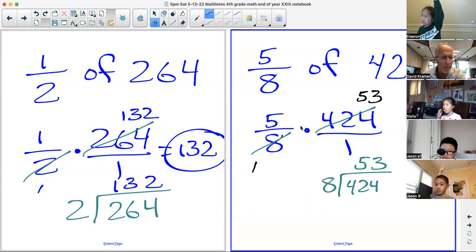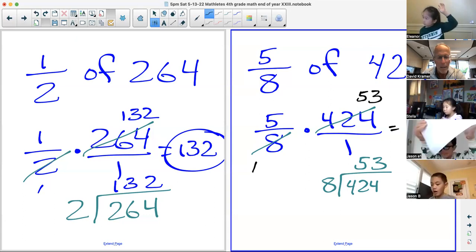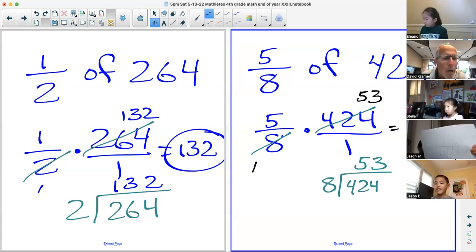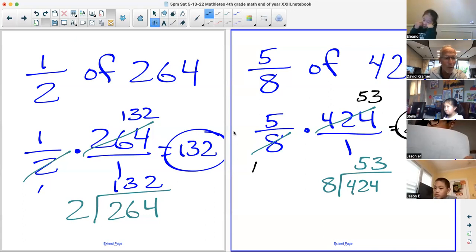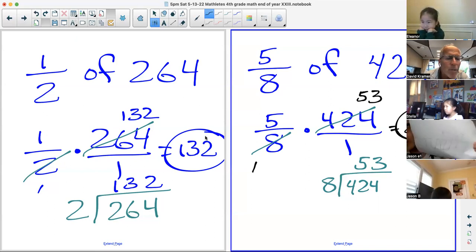Oh, Jason E, you're not working. You're holding that toy, and if you hold that toy, it's not going to work. Go ahead, Jason B. 265. 265 is correct. That is 5/8 of 424. That's correct. Let me see. Pick it back a little bit, Jason, so I can see it. I don't see 265, buddy. I don't see 265. So next time you got to work a little bit harder.